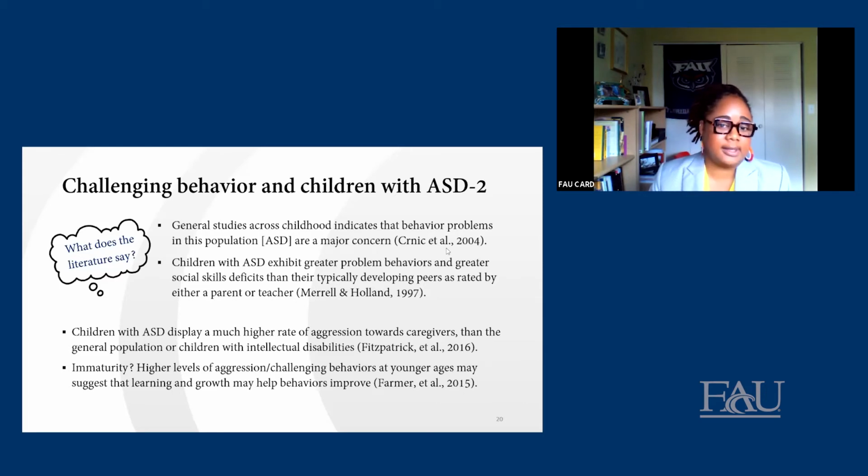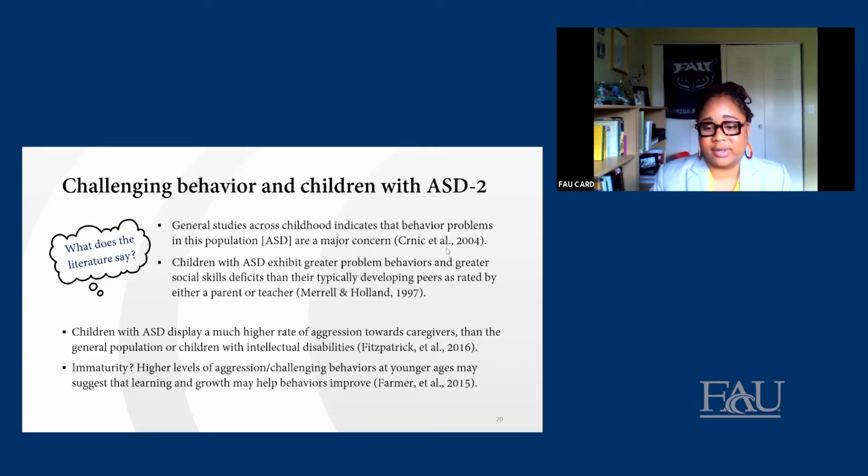Children with ASD display a much higher rate of aggression towards caregivers than the general population of children with intellectual disabilities. We have inclinations to believe that that might be around communication or just an immediate need to stop certain things like sensory input. And then we know that sometimes maybe it's due to immaturity.